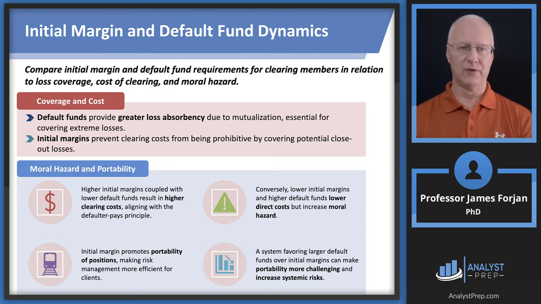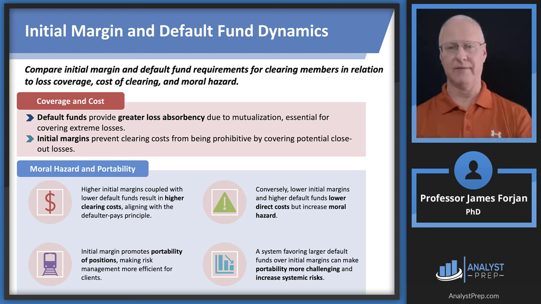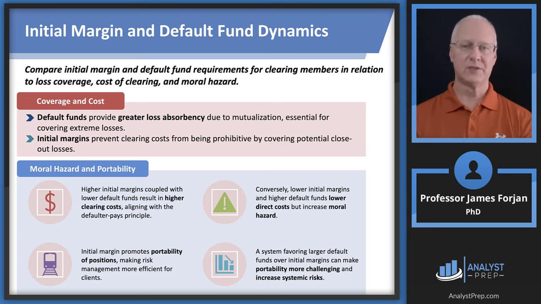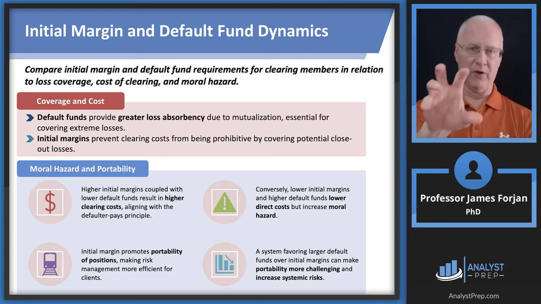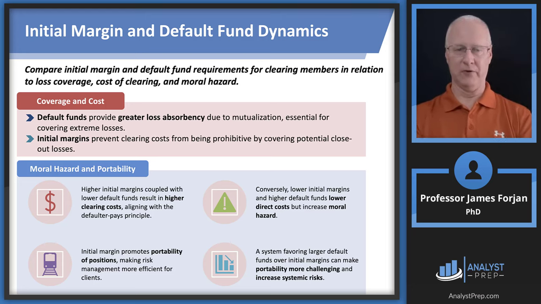Now, what about the default funds here and their cost and moral hazard? Remember, moral hazard is just some kind of a decision that's made because you know that somebody else is going to bear some or all or most of the losses. So your risk-taking behavior changes. Now, the default fund of the defaulter, plus if you skip down a little bit, there's the default fund of all the non-defaulting members. This provides for great loss absorbency because there's this mutualization of losses.